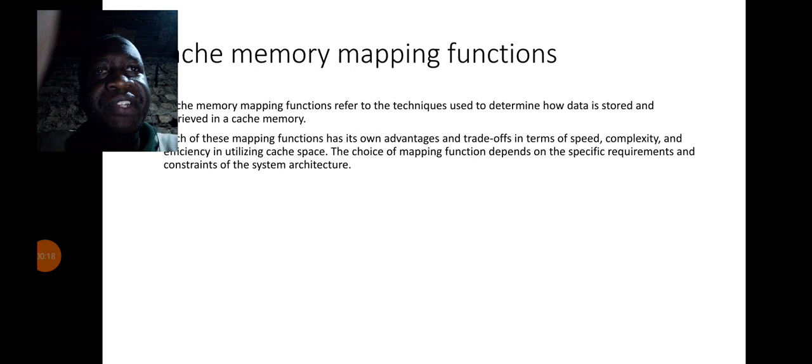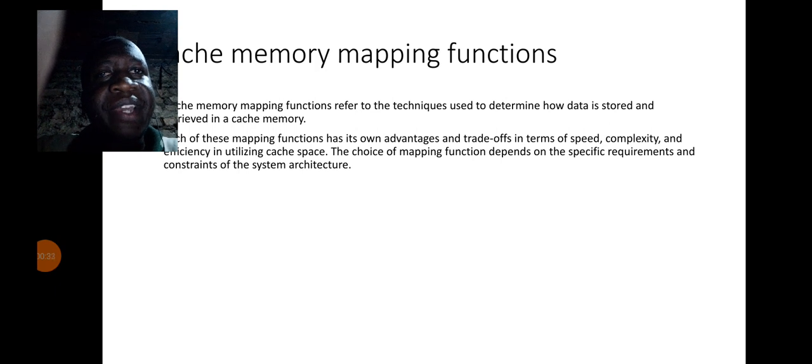Cache memory mapping functions refer to the techniques used to determine how data is stored and retrieved in a cache memory. Each of these mapping functions has its own advantages and trade-offs in terms of speed, complexity, and efficiency in utilizing cache space. The choice of mapping function depends on the specific requirements and constraints of the system architecture.